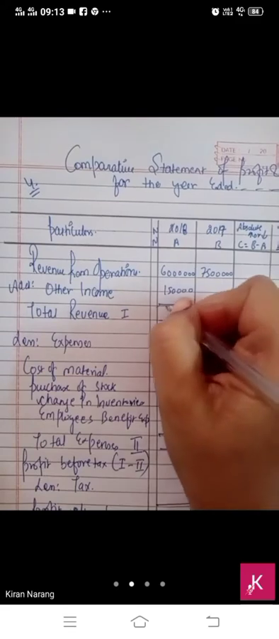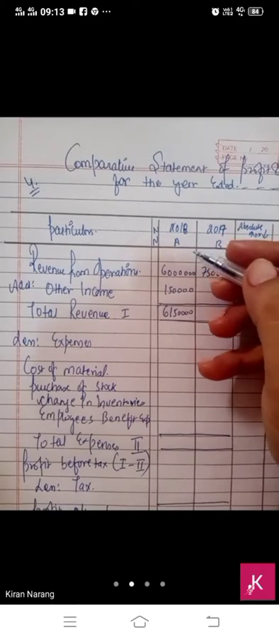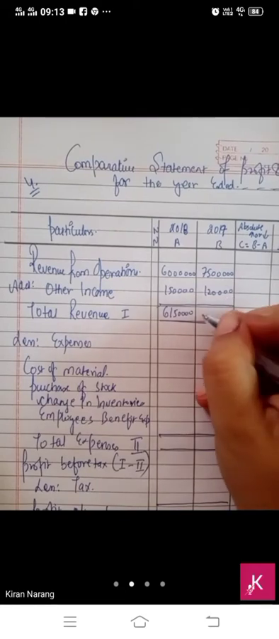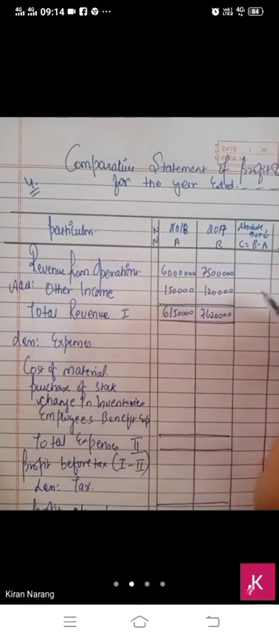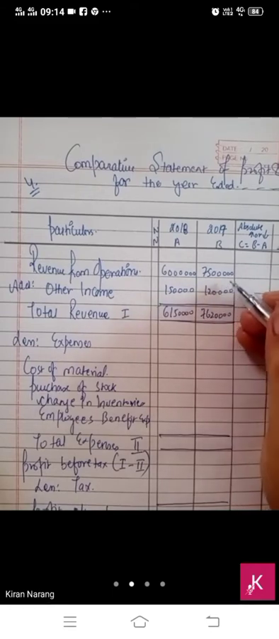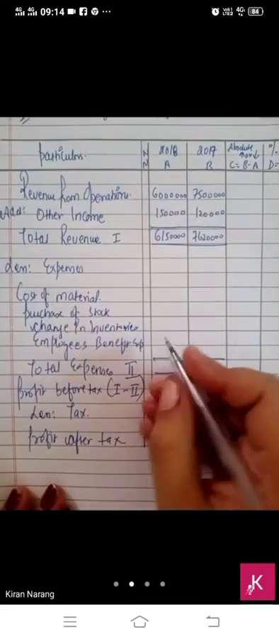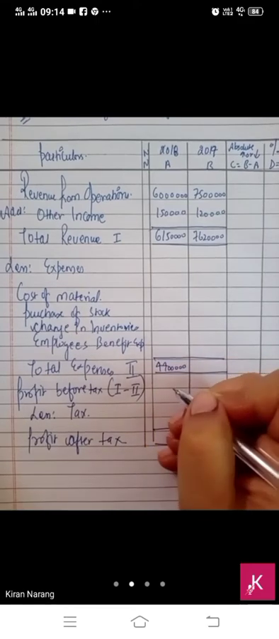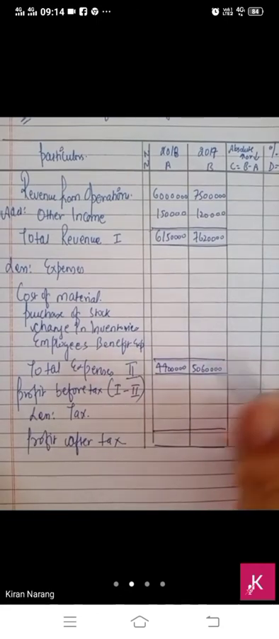It will become 61 lakh 50,000 total revenue for 2018, and 120 for the next, so it will become 76 lakh 20,000. This is the total revenue. Sale was given, revenue from operation, and other income was also given. Now total expenses are given to you: 44 lakhs and 50 lakh 60,000. Total expenses was given.